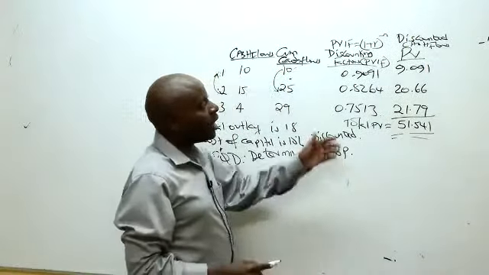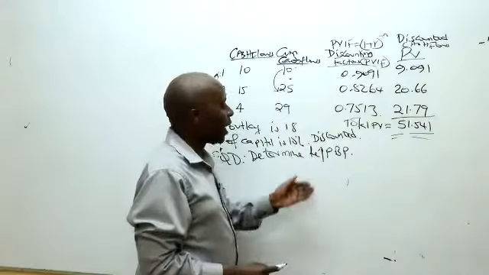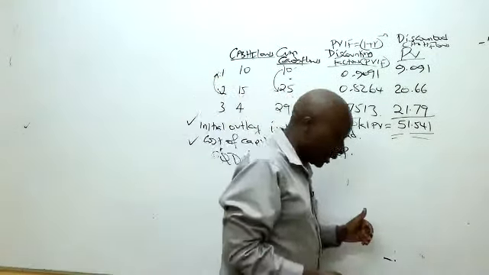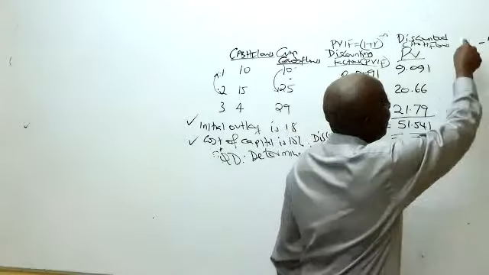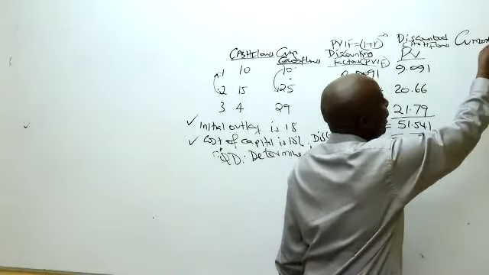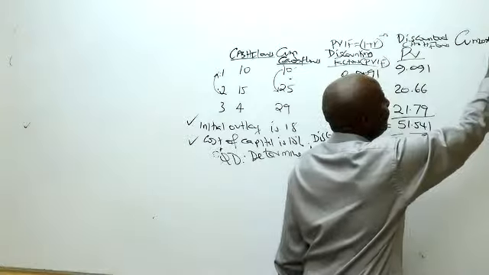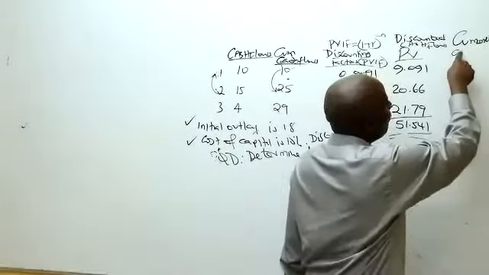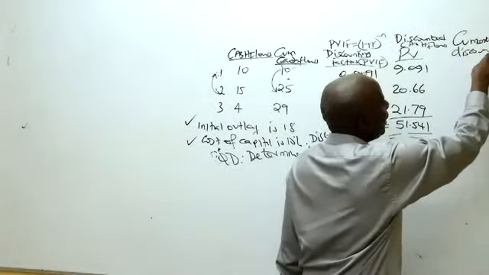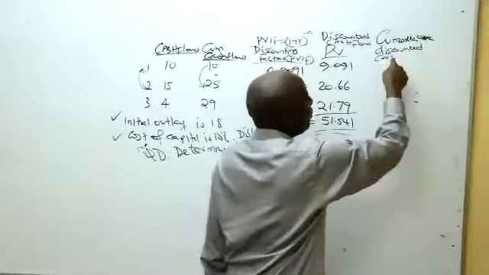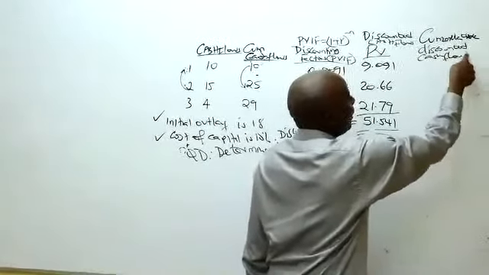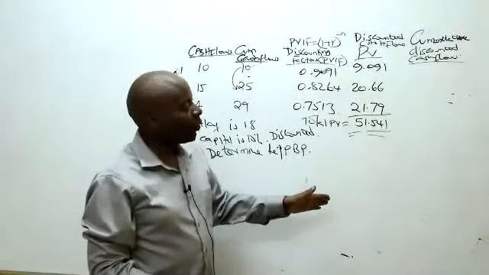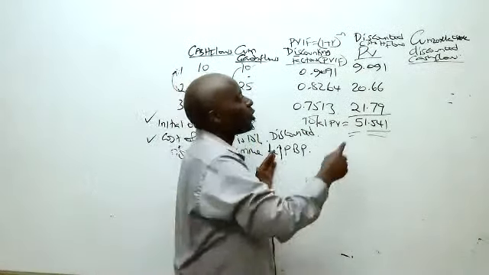And once I have my discounted cash flows and I'm in need of getting the payback period, what I need to do is to give the cumulative discounted cash flows. We are accumulating these cash flows downwards. So what do we have here?